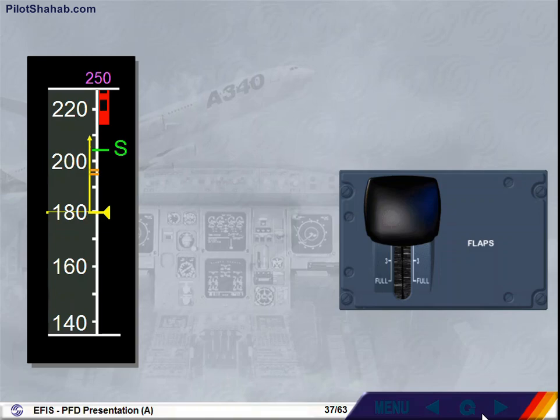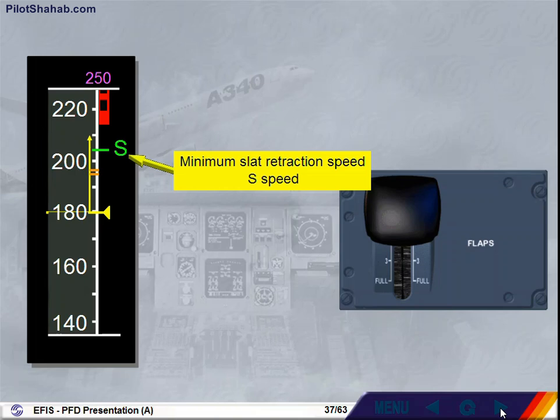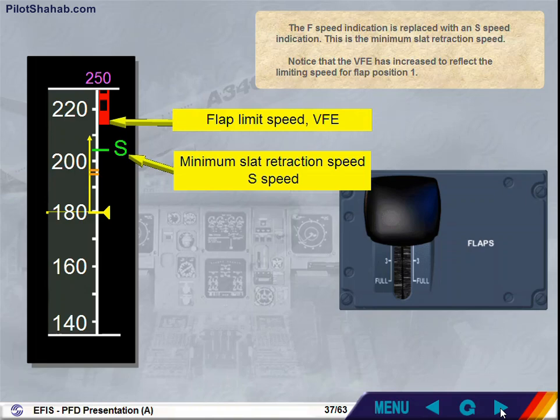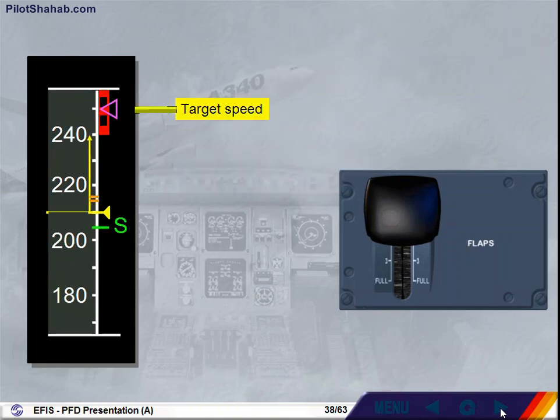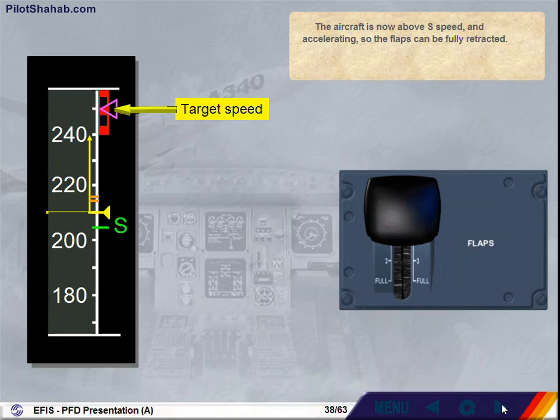The F speed indication is replaced with an S speed indication. This is the minimum slat retraction speed. Notice that the VFE has increased to reflect the limiting speed for flap position 1. The aircraft is now above S speed and accelerating, so the flaps can be fully retracted. Click on the flap lever.